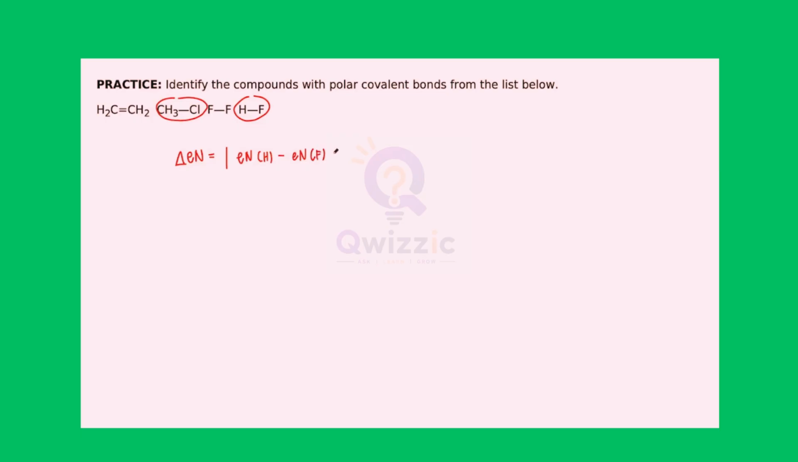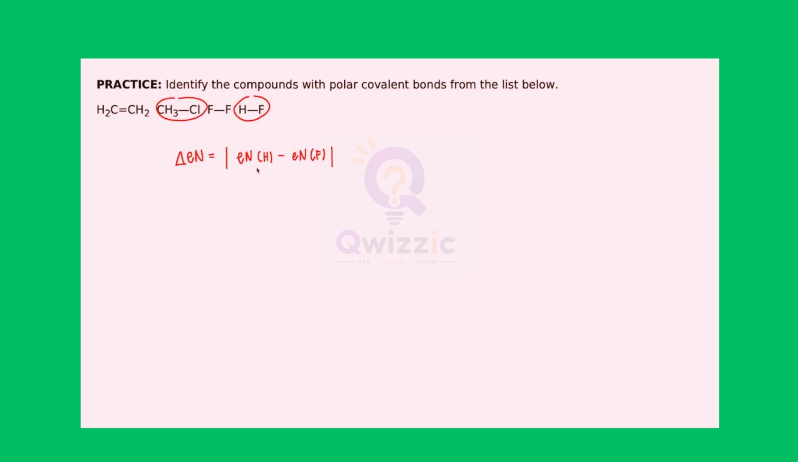Of course, it doesn't really matter what order we do it in. We could take the electronegativity of fluorine minus the electronegativity of hydrogen, because we are taking the absolute value, we just want to see the difference in these values. If we do the calculations for all four of the compounds here, we can see that the ones with the greatest electronegativity difference are indeed CH₃Cl as well as HF.